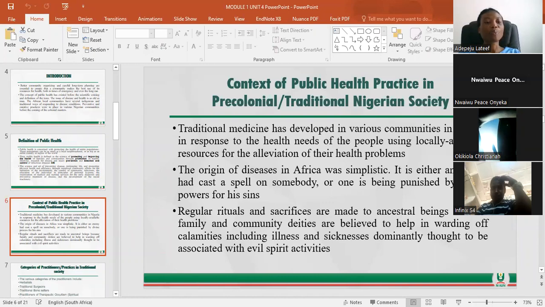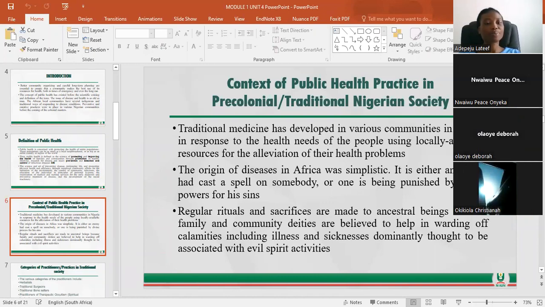Okay, please go ahead. I think traditional medicine has to do with treatment of illness and diseases without the use of chemical drugs, and the use of herbs and other physiotherapists. Okay, thank you for that. The use of herbs. Okay.